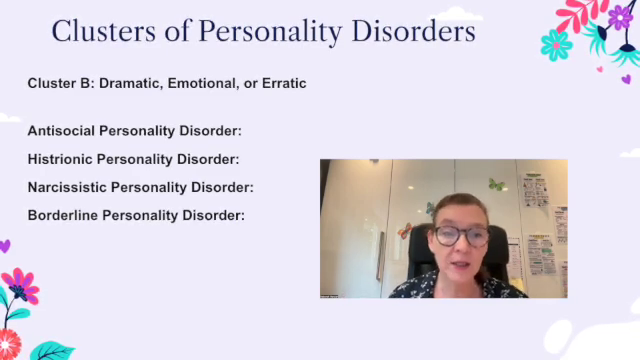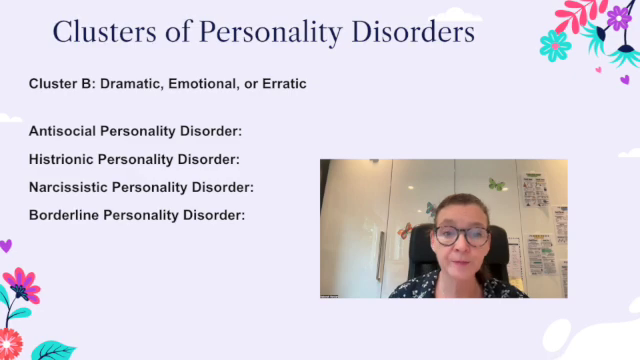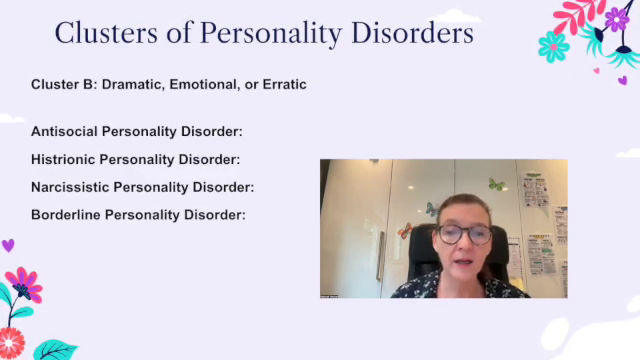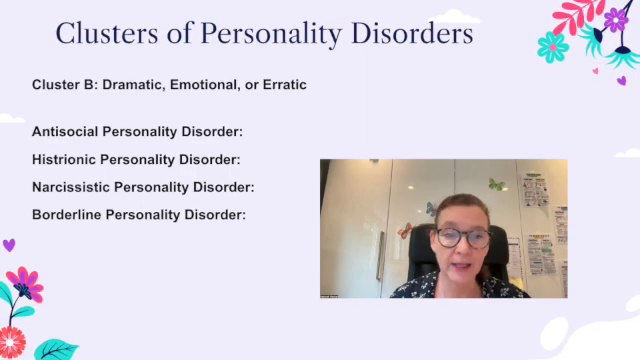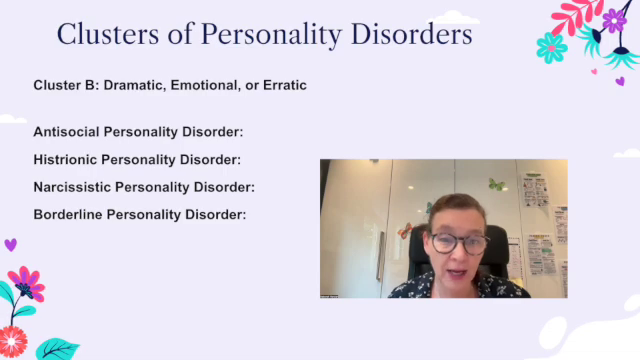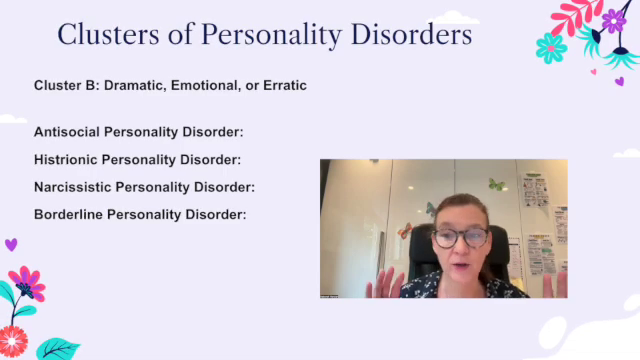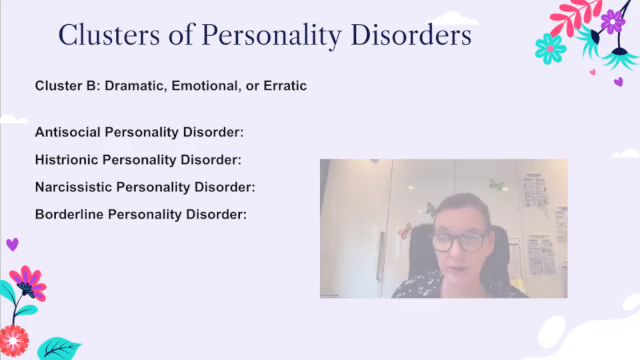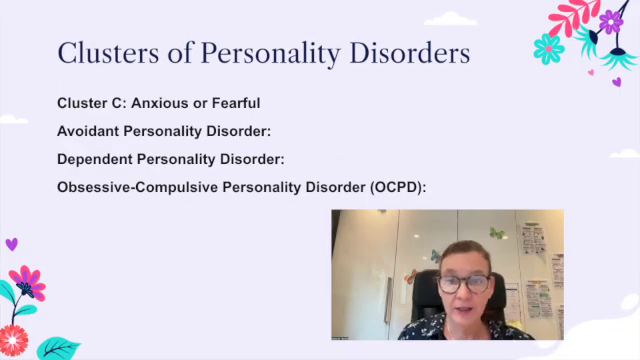The last one is borderline personality disorder. The symptoms are mood instability, impulsive behavior, and an unstable self-image and unstable relationships. For example, one day idolizing a close friend, and the next day feeling betrayed and pushing them away. The key takeaway for cluster B is that these disorders often result in stormy relationships and emotional outbursts. The last of the clusters we're going to talk about is cluster C, and that is anxious or fearful behaviors.